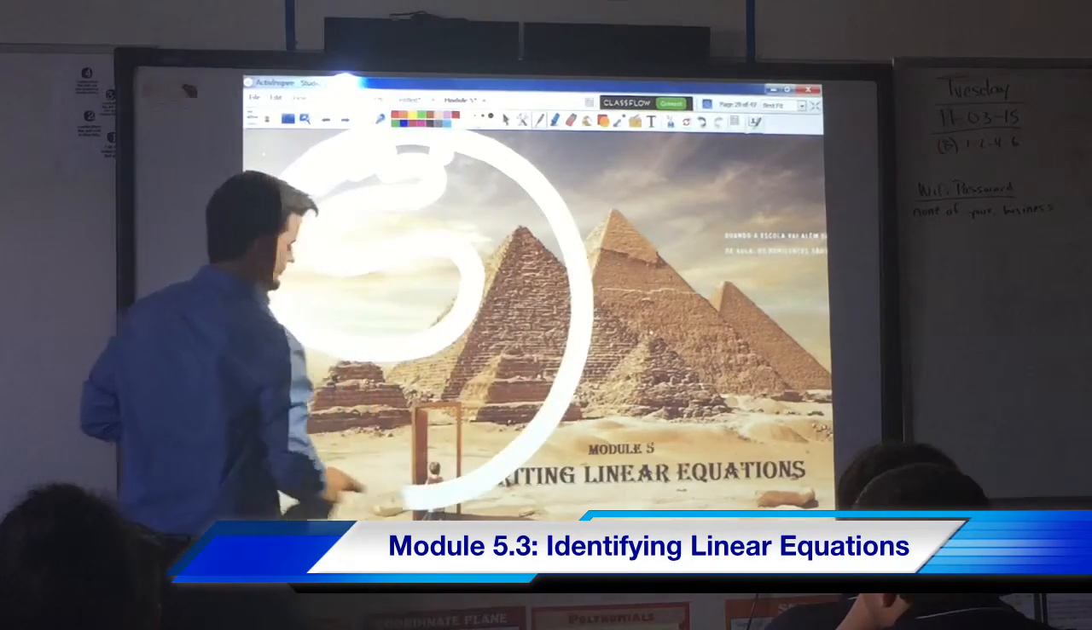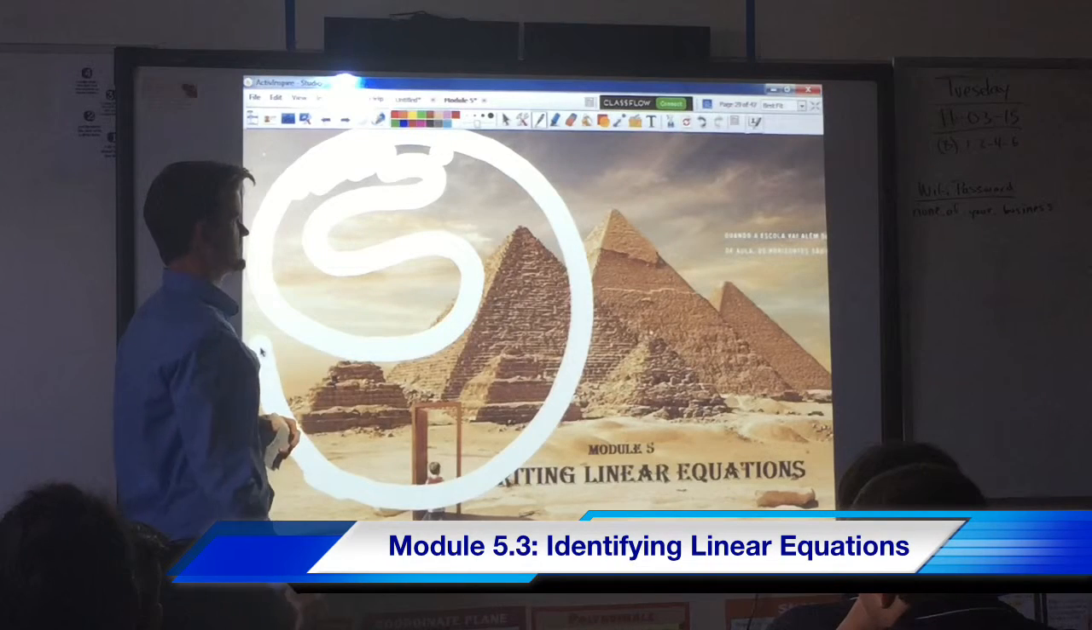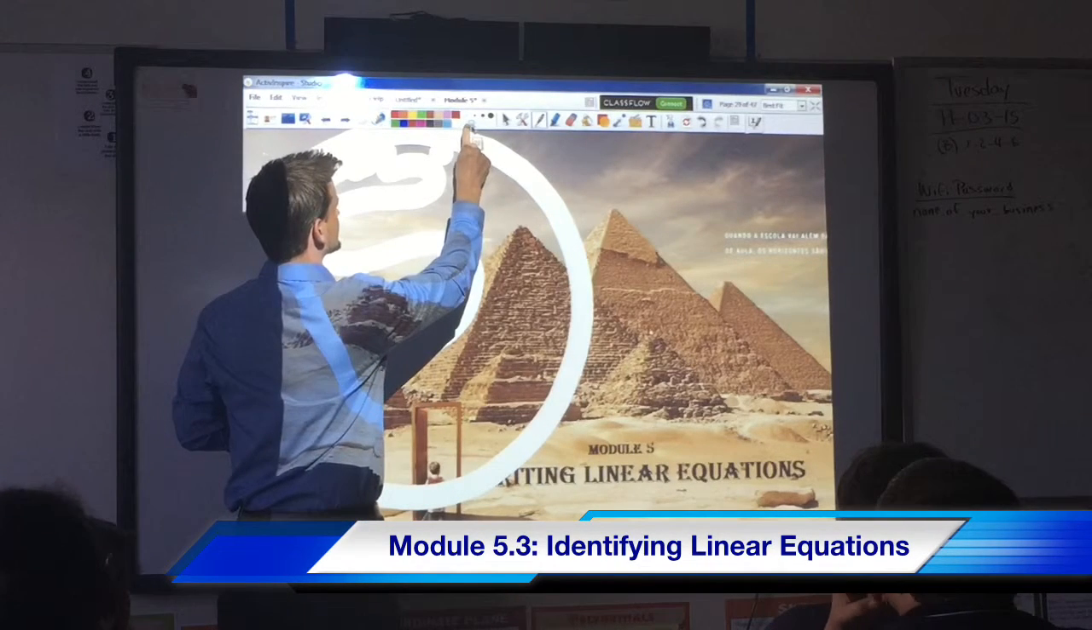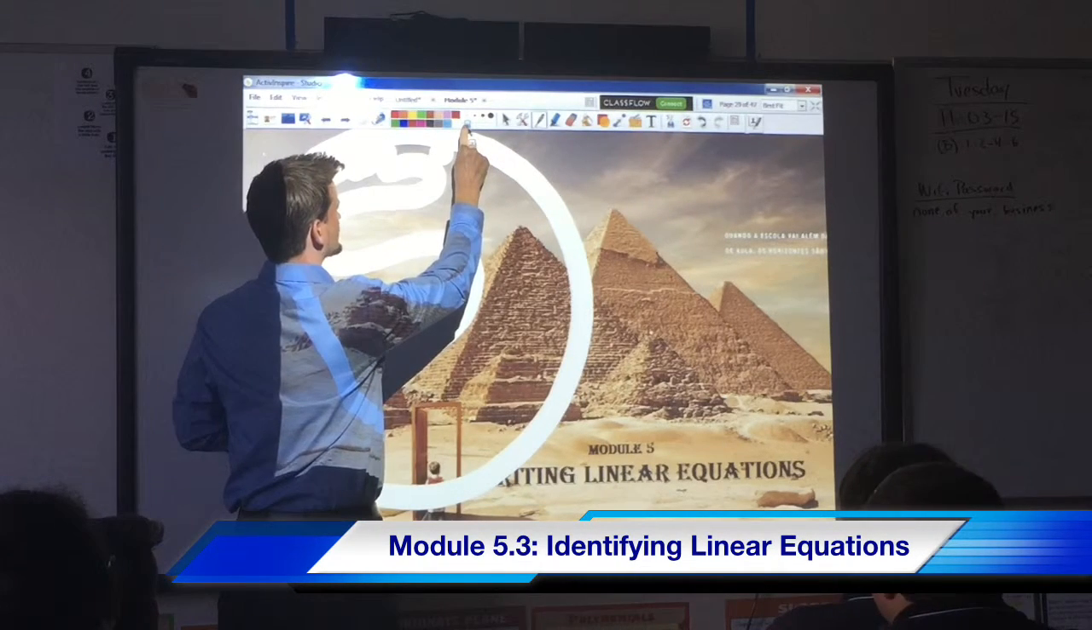Woo! I'm erasing time and space itself. Cool. Let's just make this a little smaller because I don't think that I'll get much done if I'm writing everything that large.